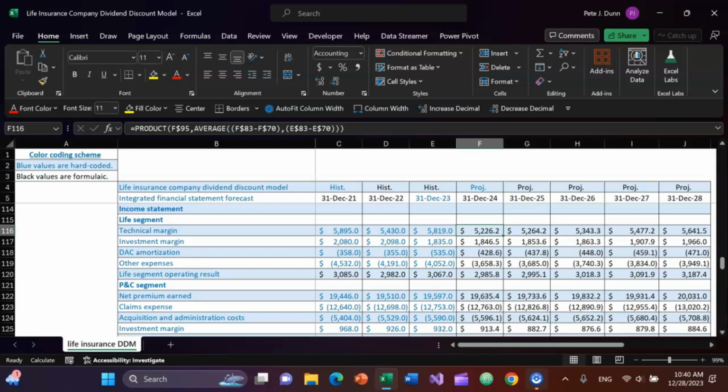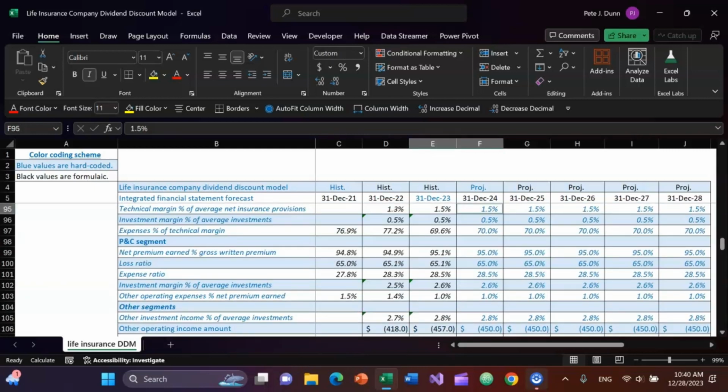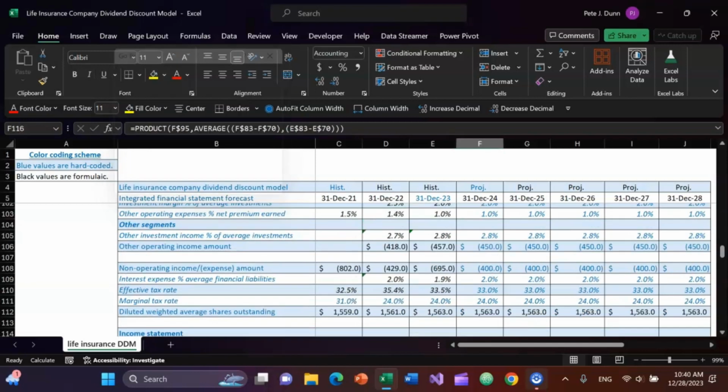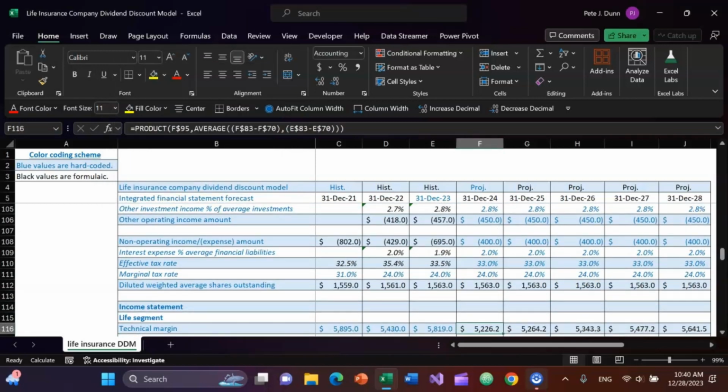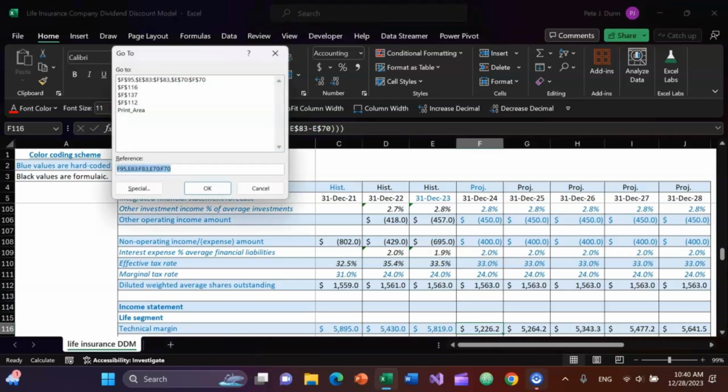The technical margin for the life insurance business is forecasted as follows. It references row 95. So it's a product of the assumption shown earlier times the average of this period and last period's balances in row 83 minus 70. So we'll do F83.